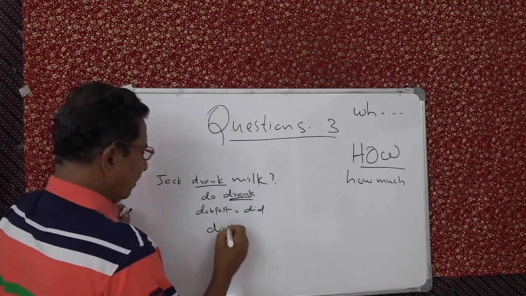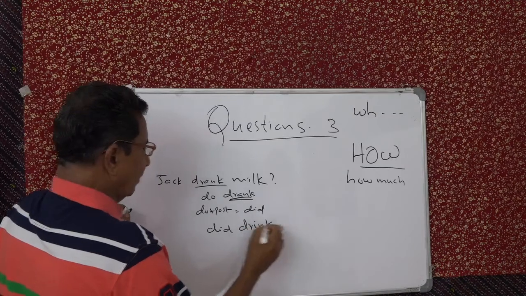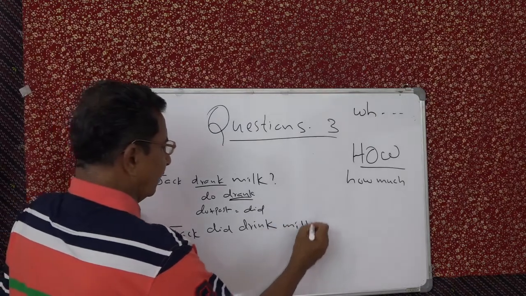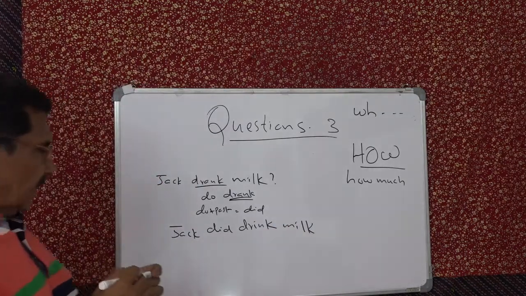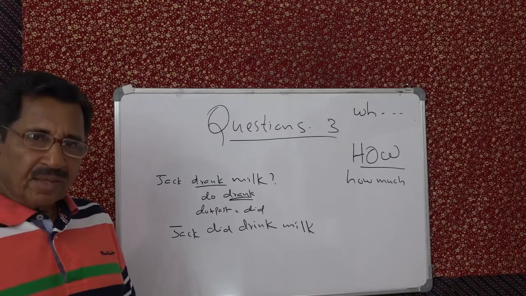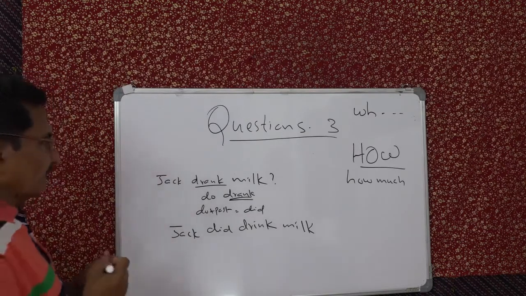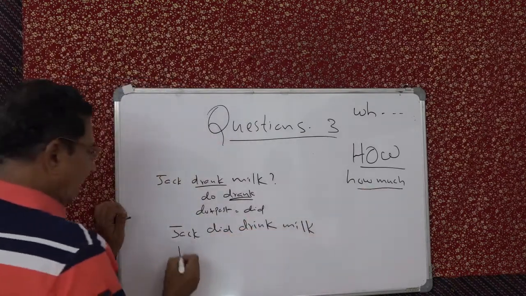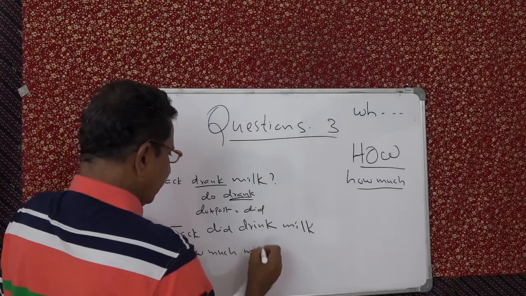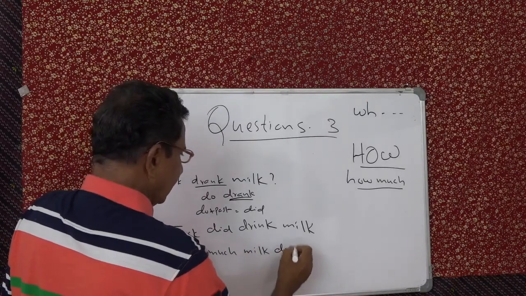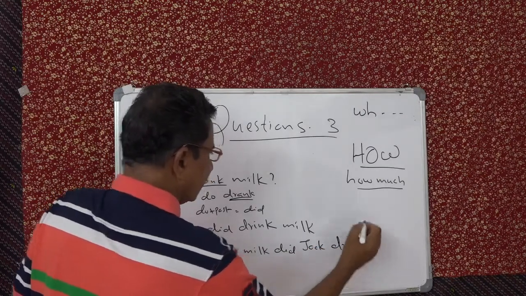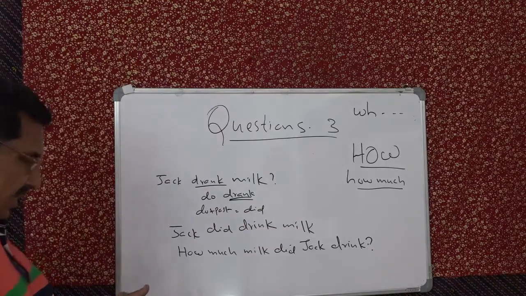Then did drink. Jack did drink milk. Now what do you want to know? You want to know the quantity. Then you can use this and say, how much milk did Jack drink, not drank. See that? How much milk did Jack drink?